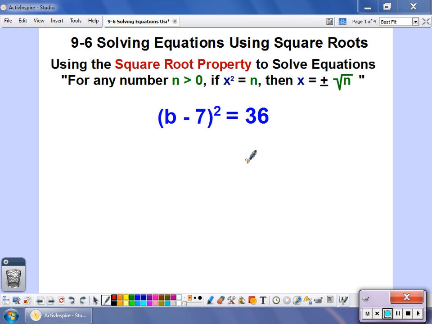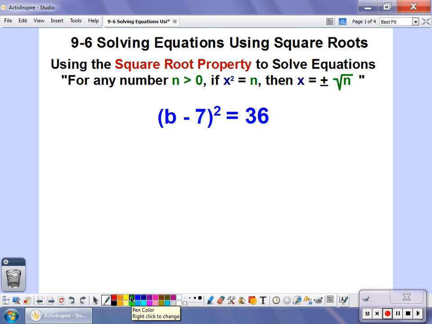Today we're going to talk about solving equations using our square root property. In order for this to work, you do not have to have an equation that equals 0. What you do have to have, though, is an equation where one of the factors is being squared. Okay? So when you look at your problem, if you see that you have a factor that's being squared, we can use our square root property.